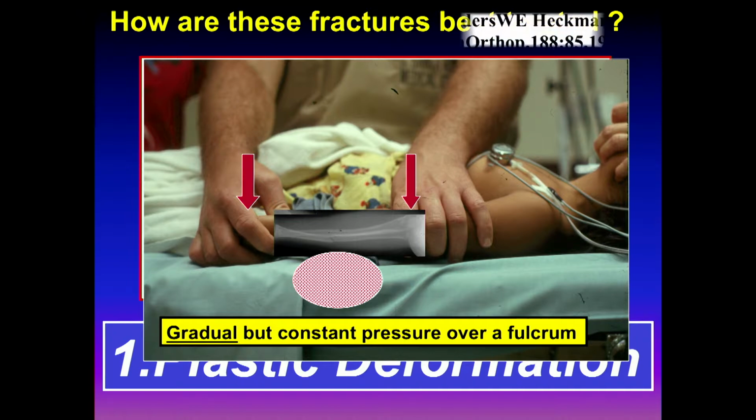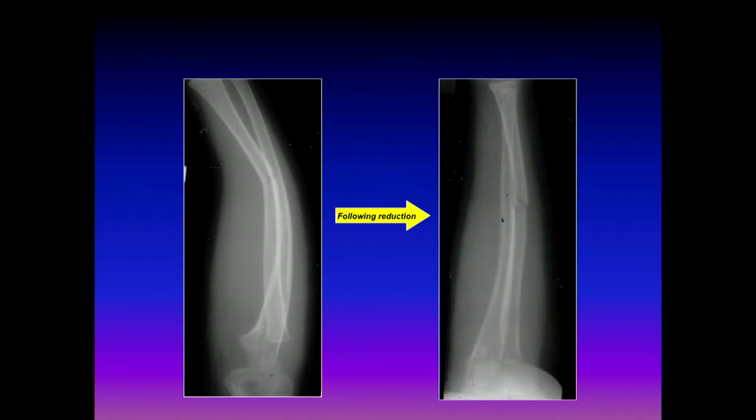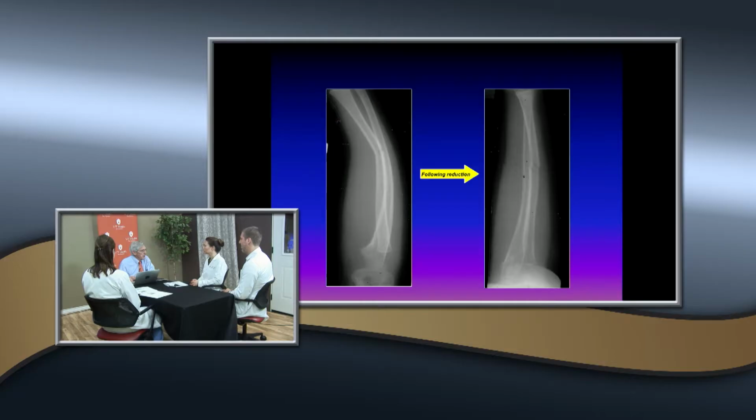Now, the important thing is, this is by Dr. Sanders and Heckman here, 1984. So, you'll get a reduction, but it's never exactly anatomic. But what's the clue that you've got a satisfactory alignment and reduction? How do you examine the patient? What do you look for?